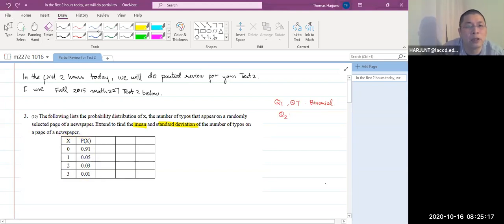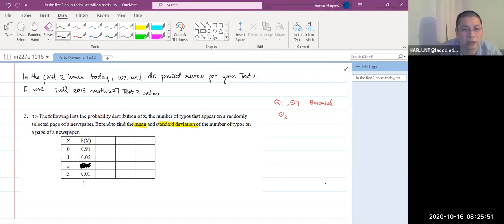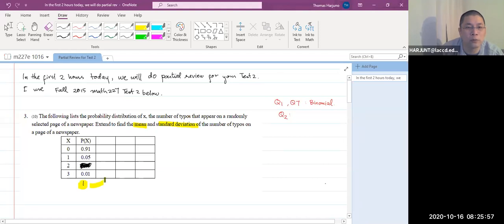Now, when I give you the probability distribution, I usually don't add them up. You need to add them up yourself. Instead, in the last couple of years, I actually hide one of them. Imagine if I don't tell you the probability of X equals 2, then can you find out yourself? Now, we know it's a probability distribution. Therefore, the total has to be 1, right? The total has to be 1. And you can use this to find this.